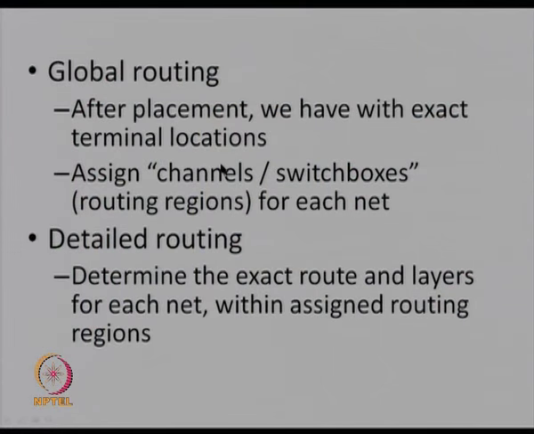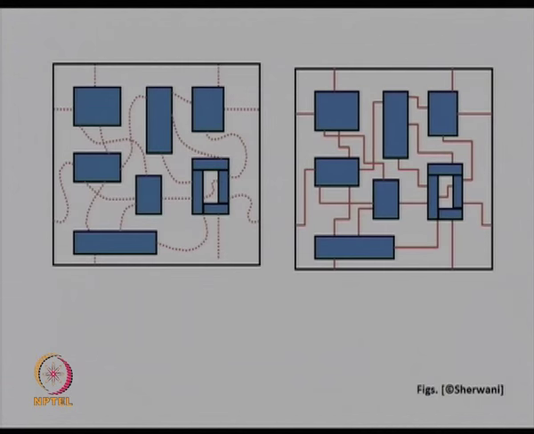So, global routing: after placement we have the exact terminal locations and we want to assign routing regions, so called, which could be either channels or switch boxes. We want to find which of these channels and switch boxes should be used to route a particular net, and this has to be done for each net. Detailed routing will determine the exact route and layers for each net within the assigned routing region. Okay, that is what I just remarked.